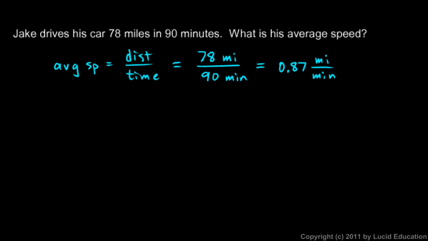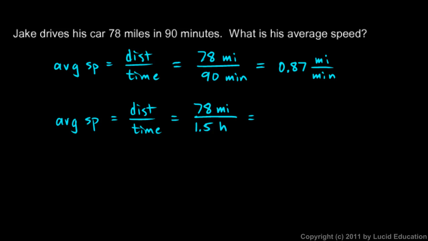Now that unit is a little bit unusual, and especially if we're driving a car, we would expect the speed to be in something like miles per hour or kilometers per hour. So let's work the problem another way and get a little bit more useful or a little bit more ordinary unit of measurement. If I say average speed is distance divided by time, I'm going to do the same problem here, but I'm going to do it slightly different. Distance, I'm still going to use 78 miles, but for the time, 90 minutes, you probably know that 90 minutes is an hour and a half.